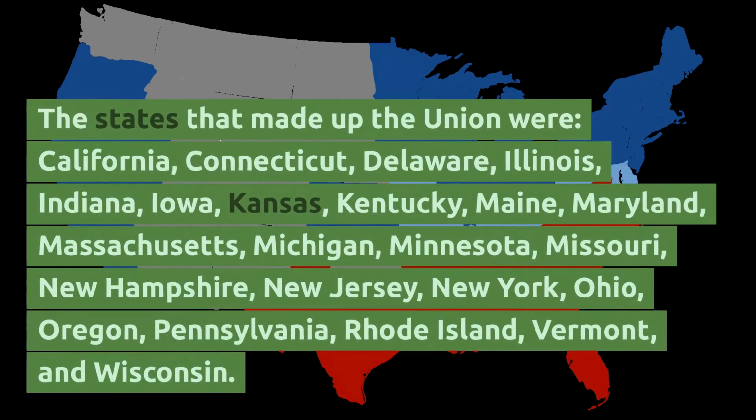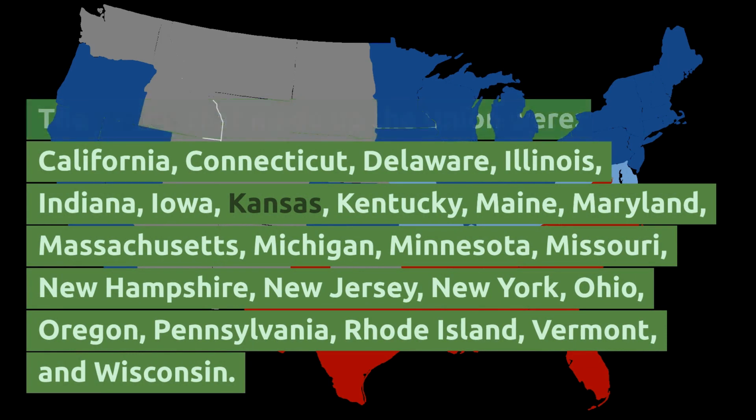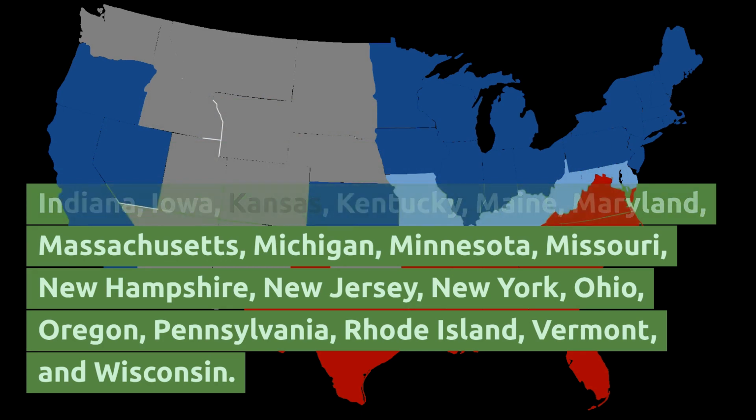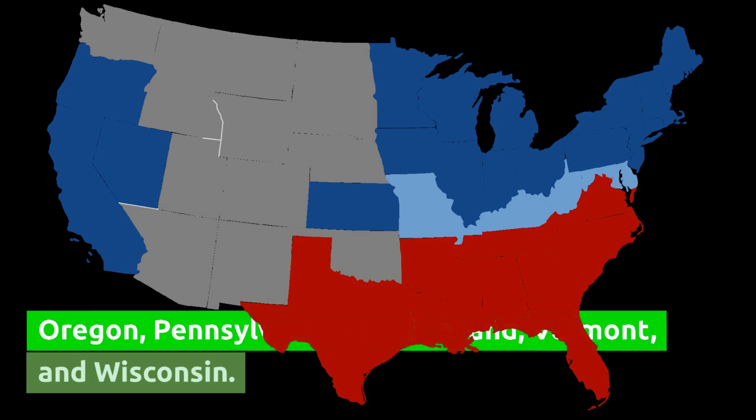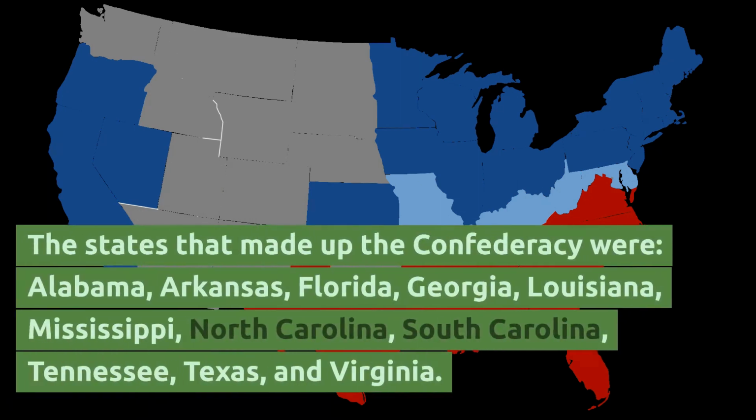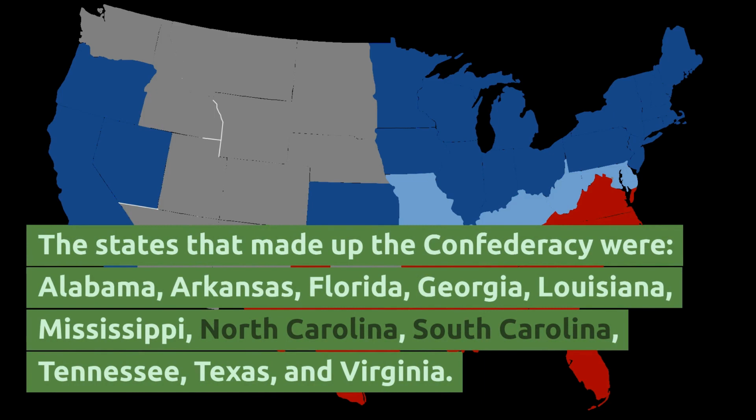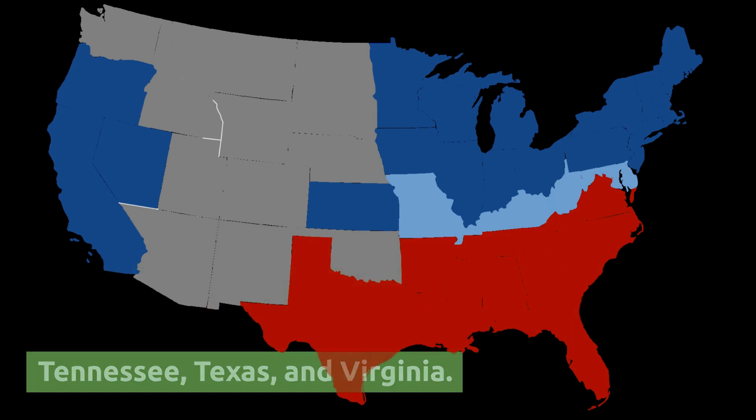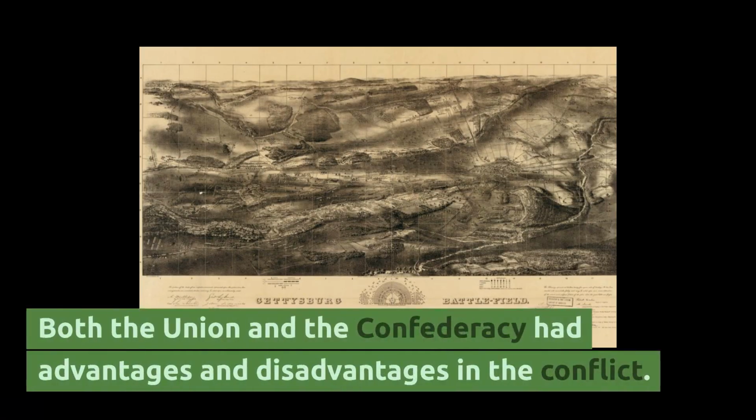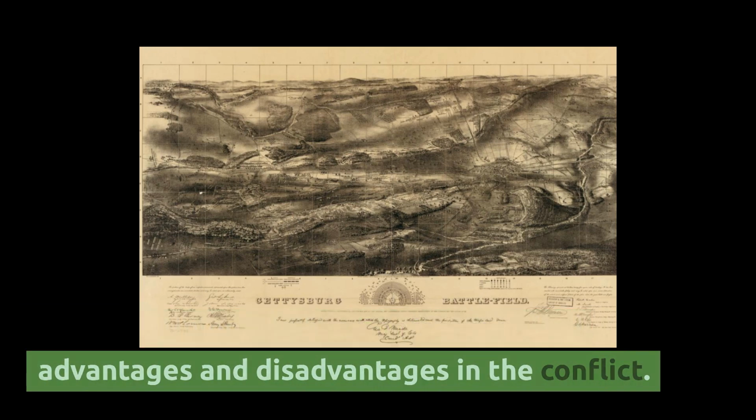The states that made up the Union were California, Connecticut, Delaware, Illinois, Indiana, Iowa, Kansas, Kentucky, Maine, Maryland, Massachusetts, Michigan, Minnesota, Missouri, New Hampshire, New Jersey, New York, Ohio, Oregon, Pennsylvania, Rhode Island, Vermont, and Wisconsin. The states that made up the Confederacy were Alabama, Arkansas, Florida, Georgia, Louisiana, Mississippi, North Carolina, South Carolina, Tennessee, Texas, and Virginia.